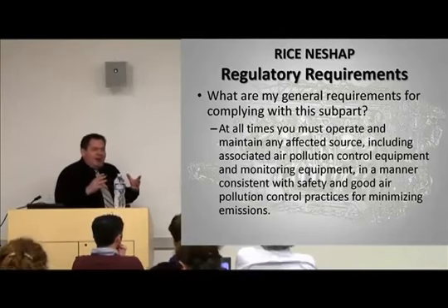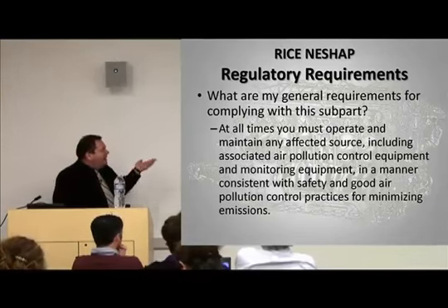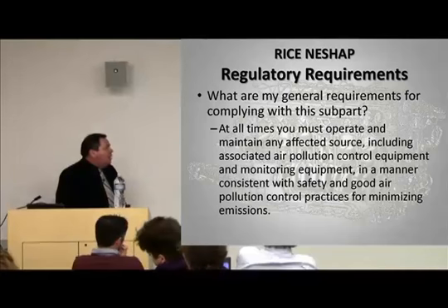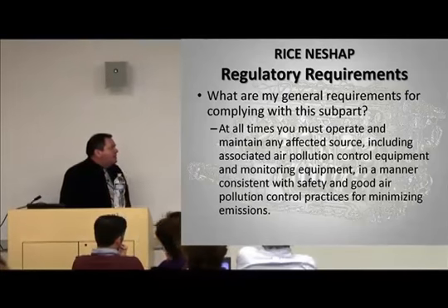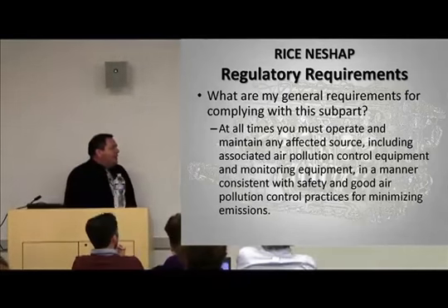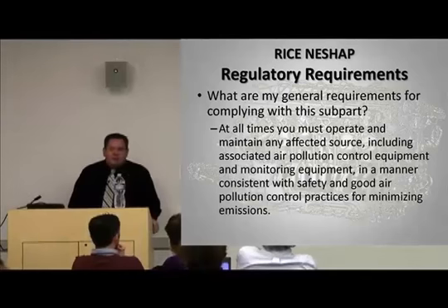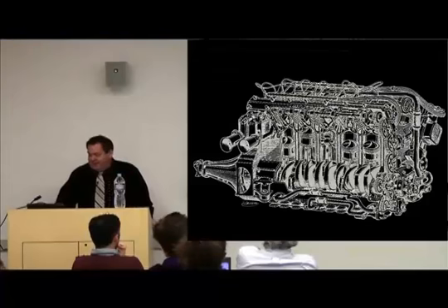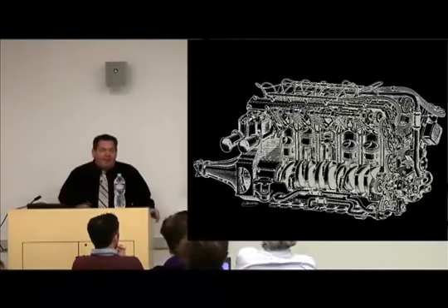I didn't have to truncate one word of this. I just highlighted it, copied it, and pasted it. At all times, you must operate and maintain any affected source, including associated air pollution control equipment and monitoring equipment, in a manner consistent with safety and good air pollution control practices for minimizing emissions. I don't know, if I was writing a case, I think that would be in every one of my cases. So that kind of wraps it up, everything.